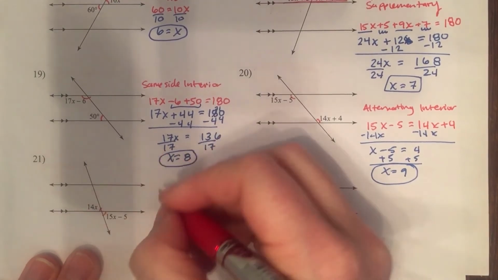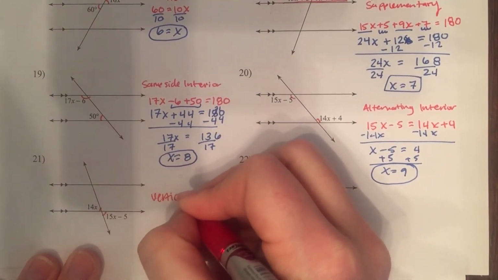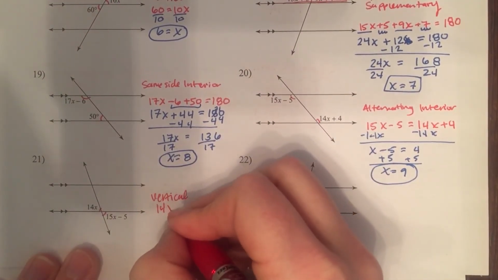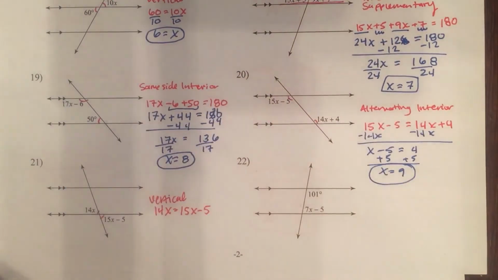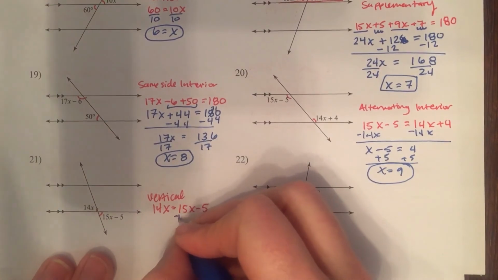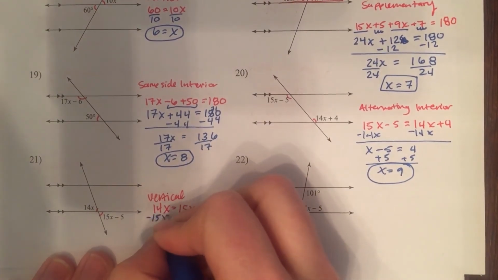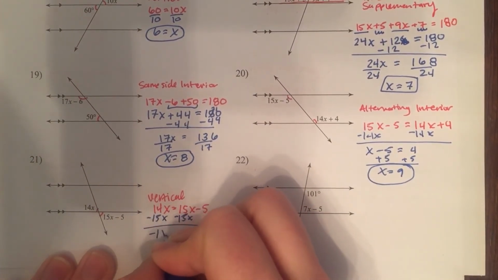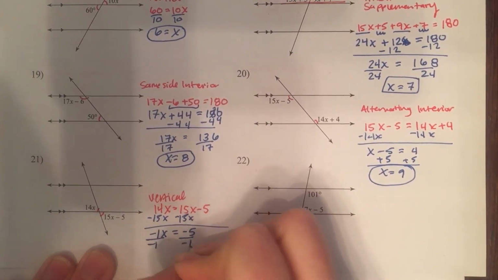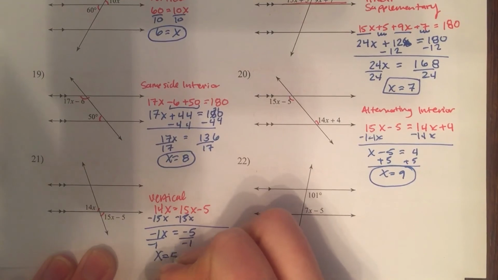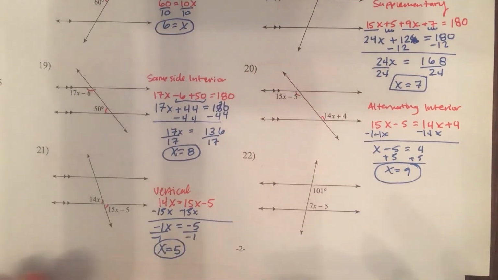These two would be identified as vertical, which means 14x equals 15x minus 5. Minus 15x from both sides. That would leave me with negative 1x equals negative 5. Divide by that negative to get x is positive 5.